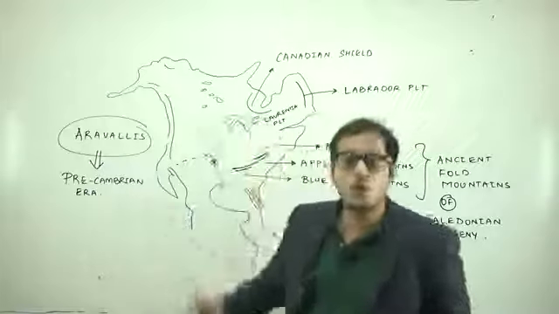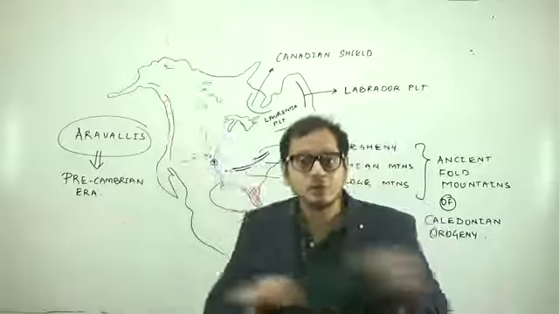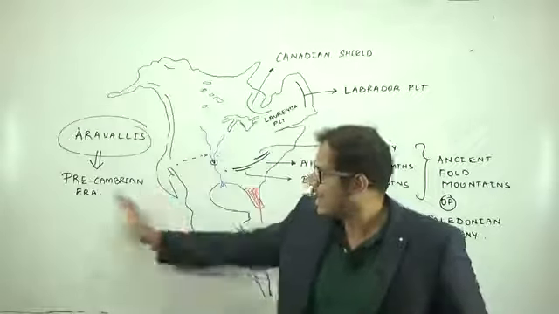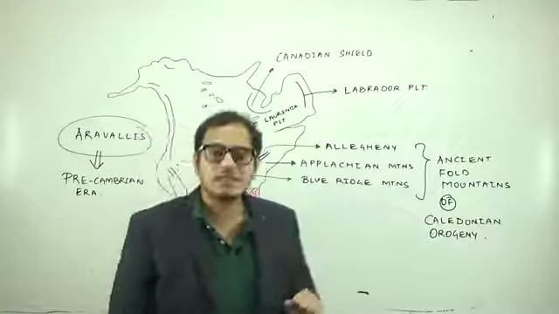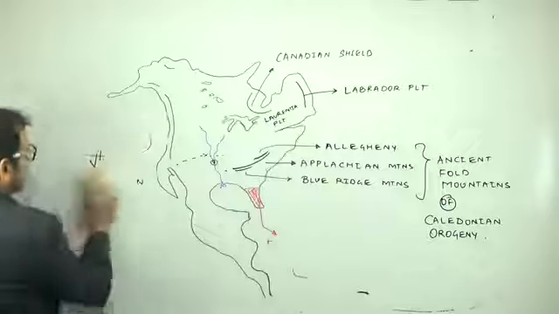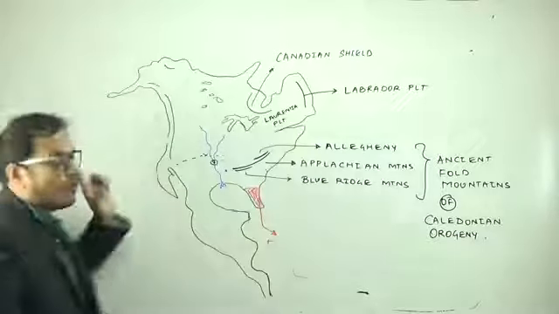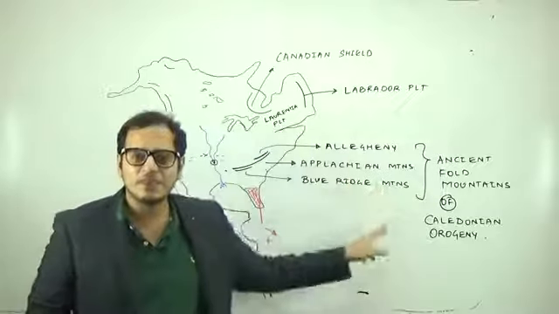So the Aravalis are the oldest fold mountains in the world, belonging to an era about which we do not know much, and therefore we say Precambrian era. But Appalachian mountains are ancient fold mountains, so of Caledonian origin or Caledonian period. Now, from the general studies point of view, you do not have to remember Allegheny and Blue Ridge.